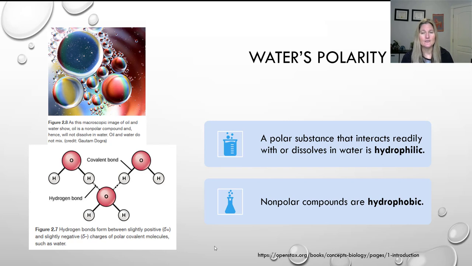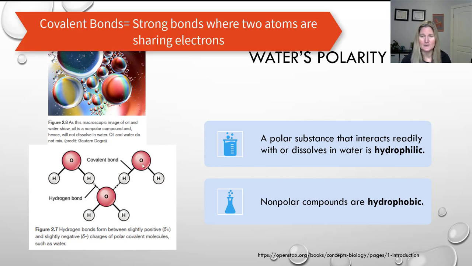First off, in the last video, we learned a little bit about water's polarity. If you recall from before, we learned about covalent bonds, which is the sharing of electrons within a water molecule in this case. The oxygen and the hydrogen are sharing their electrons to fill their outermost valence shell, and in doing so, they have a very strong bond that holds them together.